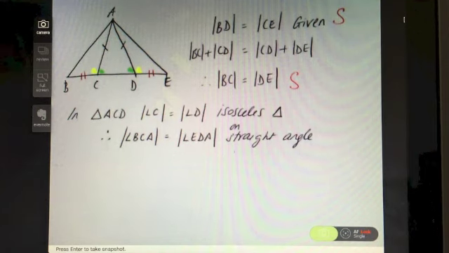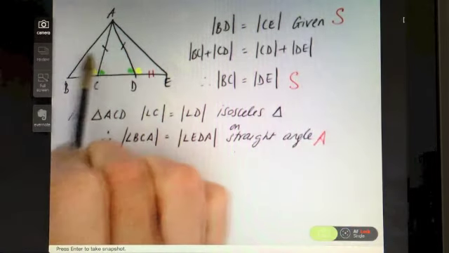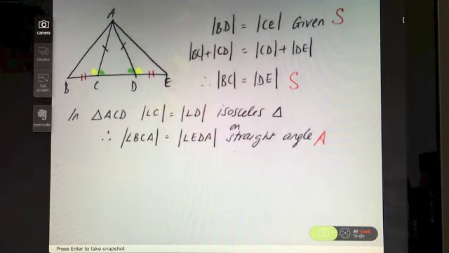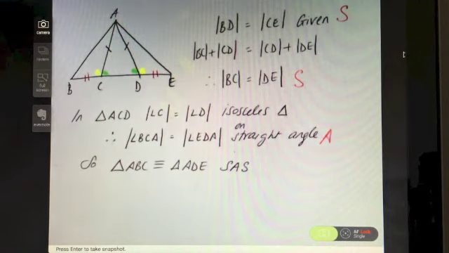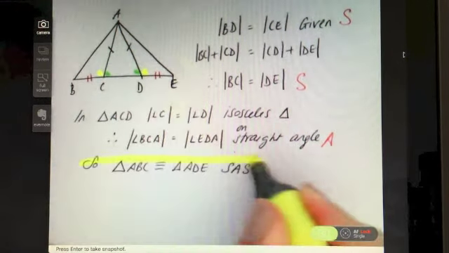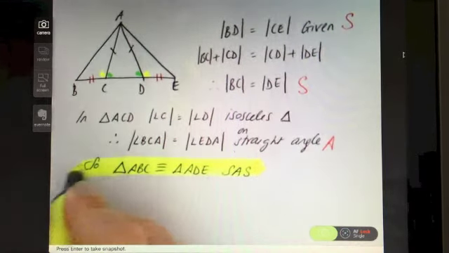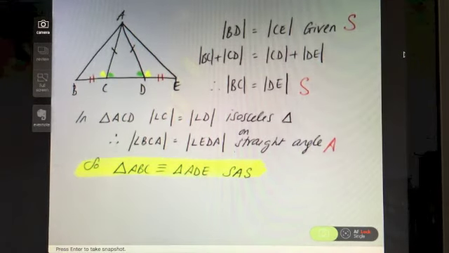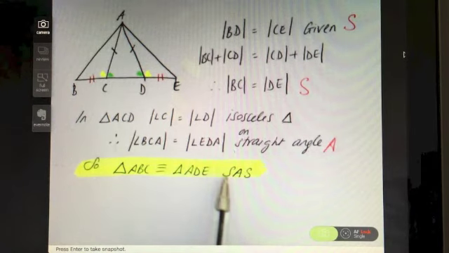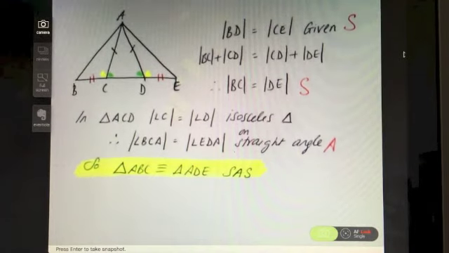And now I'm going to deduce my congruency because that gives me the angle, and it gives me the included angle. It gives me the angle between those two sides, which is what I need for SAS. And so this last statement here is very important. So the triangle ABC then is congruent, which is denoted by three lines for equality, to triangle ADE, and I've proven the congruency through SAS. So stating that is very important, and that is my proof done.